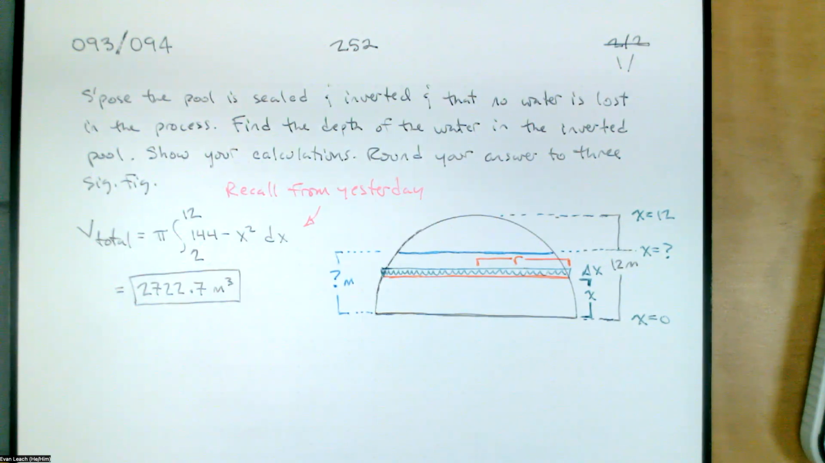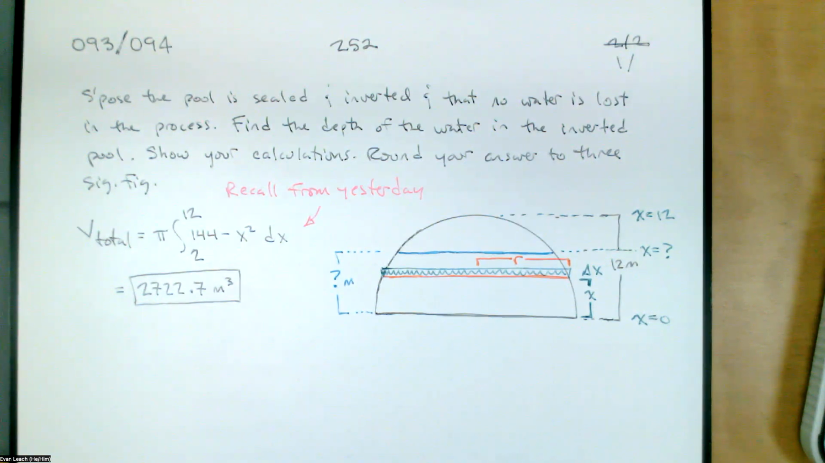So the problem is to invert our pool and then find the new depth of the water, the depth of the water in the inverted pool. I also said, show your calculations and round your answers to 3 significant figures.